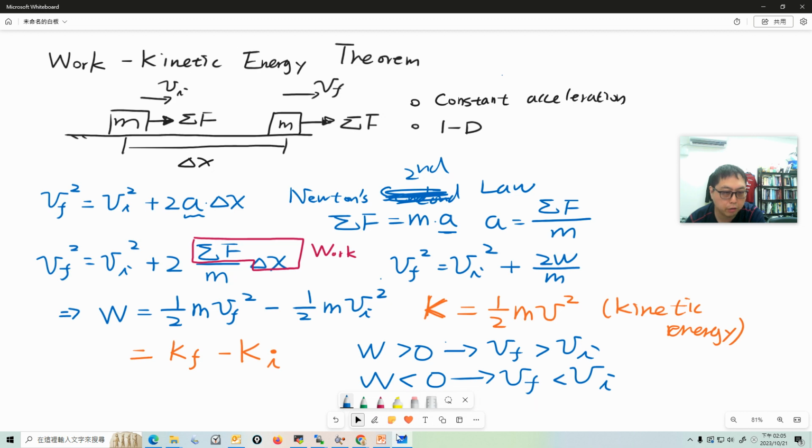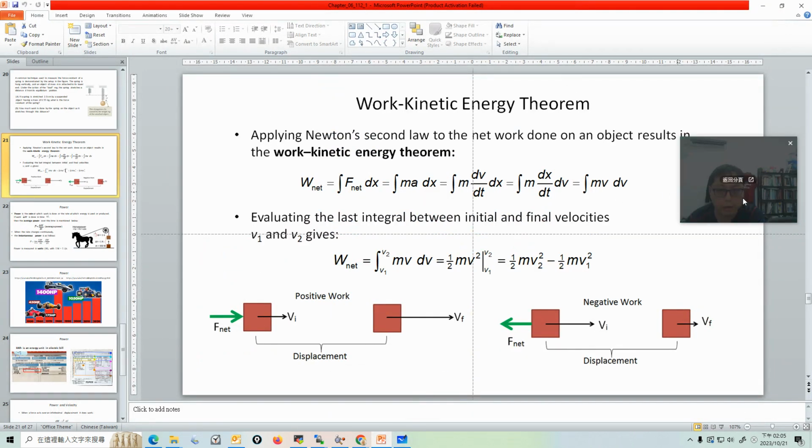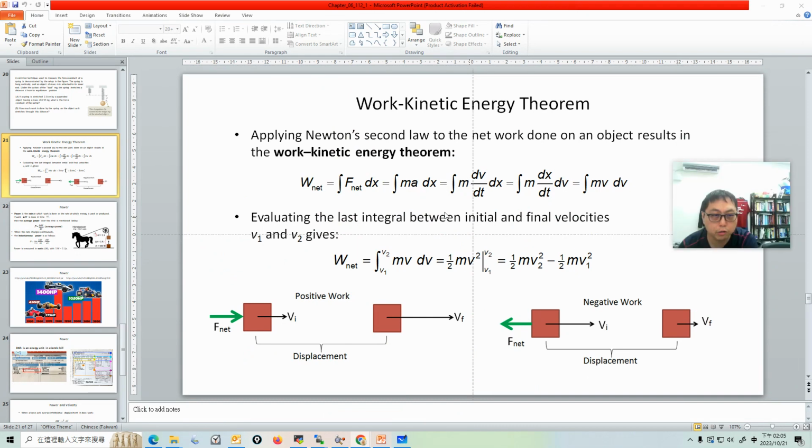Like I said, there are plenty of ways to prove this theorem. In the textbook, they use integration to prove it, so let's take a look at this and use some calculus tricks. If you can accept that, just accept that. But if you cannot understand, it doesn't matter, because we already used constant acceleration motion to prove this theorem.